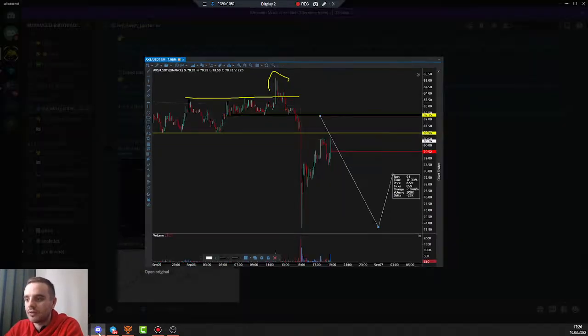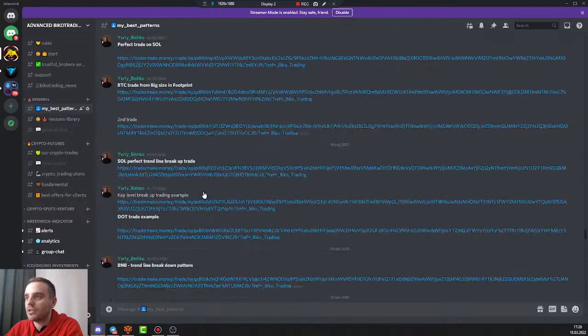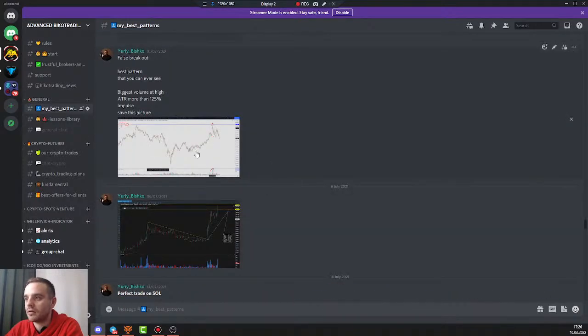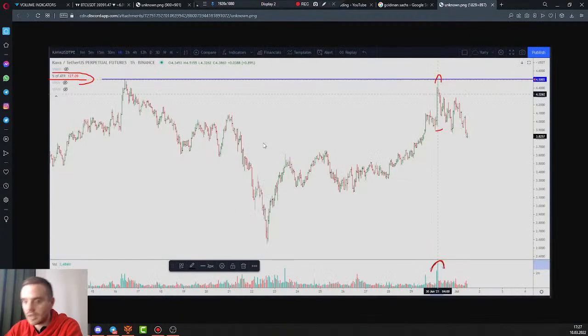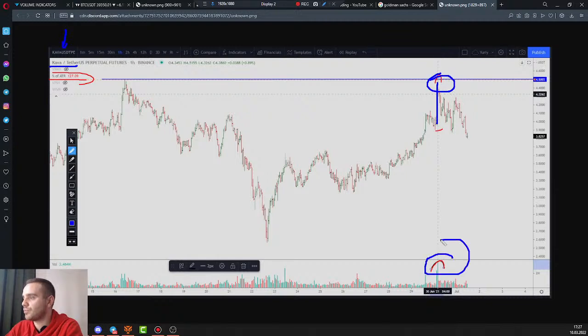Let's do another confirmation. About patterns, how volume quite often approves breakout and false breakout patterns that we trade with our community. Here is an example of a false breakout pattern on Kava. Have a look, Kava. What did Kava do? Kava did a significant rise to a key level, and the biggest volume appeared exactly at the key level. Why is it so important for us?